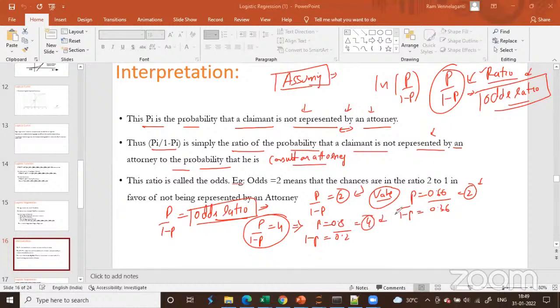Now let us try to understand what is happening. If my odds ratio is increasing from 2 to 4, the probability that the claimant is not going to consult a lawyer is increasing from 0.66 to 0.8. Then what can you say? It is good for the company. There is a very high chance that the person is not going to consult a lawyer. It is good for the insurance firm.